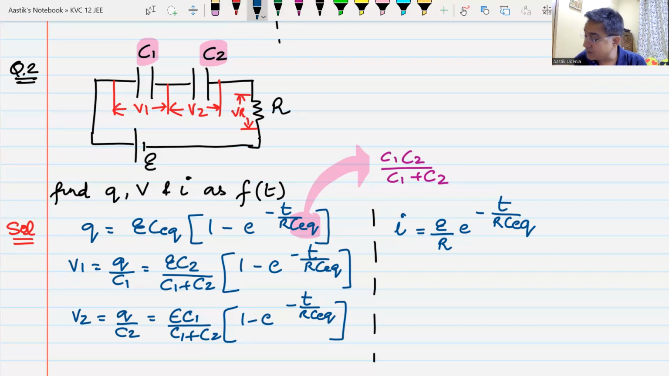Can anyone tell me the value of VR? The potential difference across the resistor as a function of time. Anyone? Any answer from any universe will do. If it is from this universe, better.